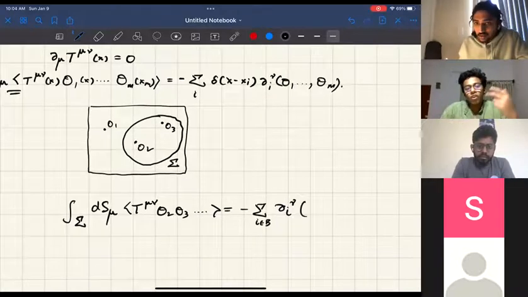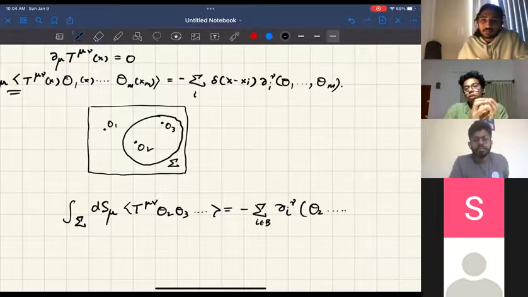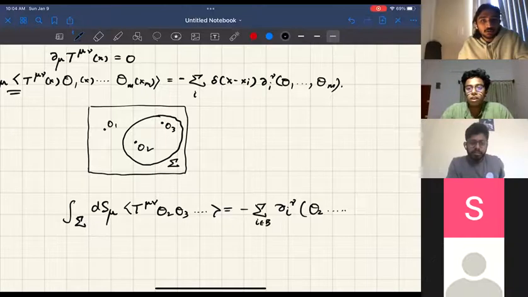Essentially, don't you have m Ward identities for m operators, because you can isolate each single point and then group the other points together? Yeah, you can, but we are just doing this for theta mu. That's it. Okay.